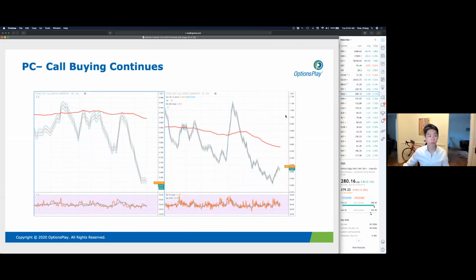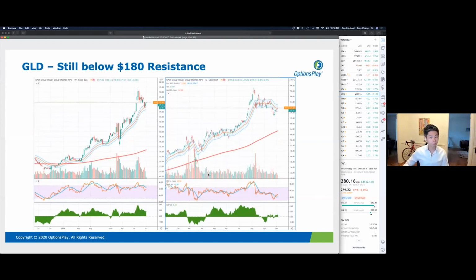On put call ratios, call buying still continues at, I would say, an accelerated pace compared to what we're normally used to. The 20-day put call ratio is still at 0.63, and the 20-week put call ratio is at 0.63 as well. So we have a fairly strong call buying environment, with investors still buying calls at a substantially higher clip than they are buying puts.